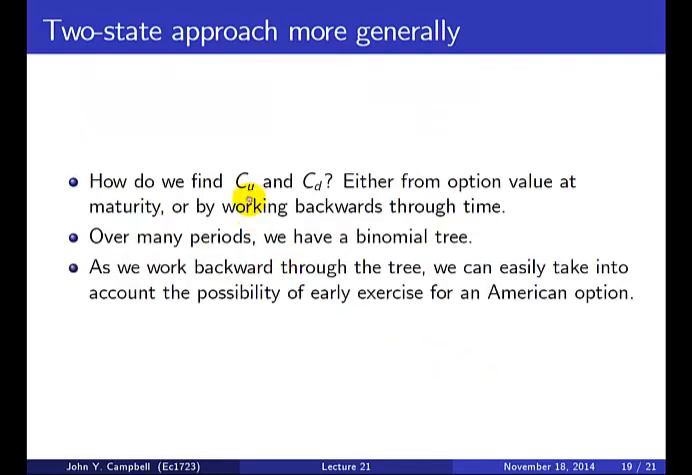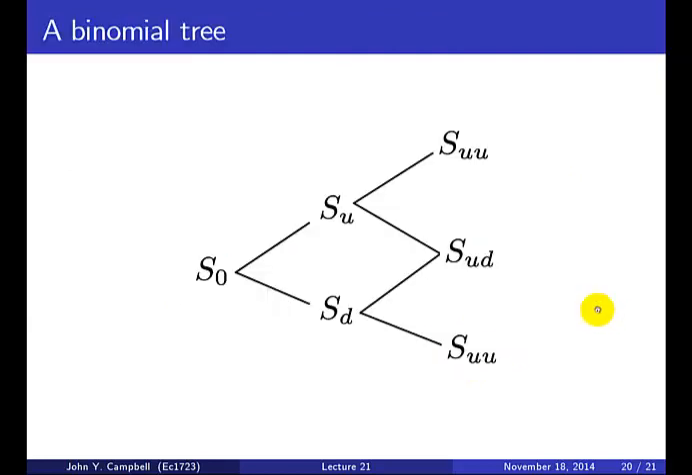Well, how do we find CU and CD, which are the next period call values? In a one-period problem where the option is about to expire, we would use the option value at maturity, but more generally we can work backwards through time. Over many periods, we have what's called a binomial tree, and we work backward through the tree, and if necessary, we can take into account the possibility of early exercise for an American option, which might be relevant if there are dividends or if it's a put option.